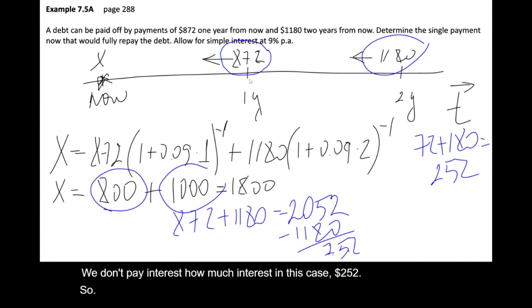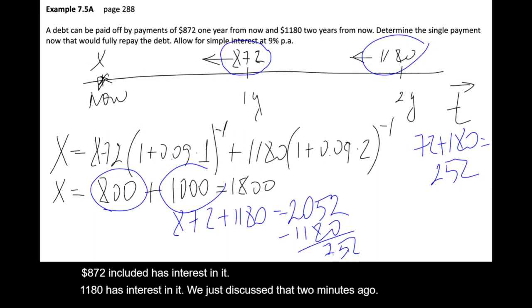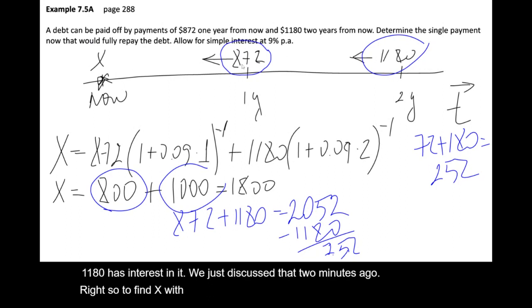So $872 has interest included in it. 1180 has interest in it. We just discussed that 2 minutes ago, right? So to find x, we simply cannot add them together. Is that clear, guys?